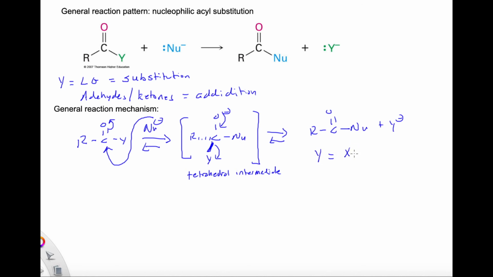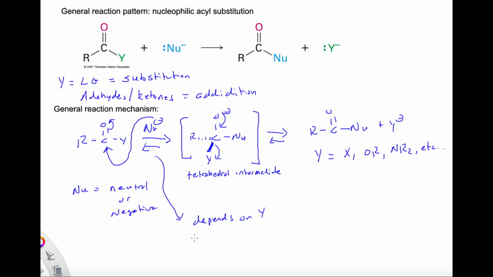So Y can be things like, of course, a halogen, right? An alkoxide. It can even be a negatively charged amine, right? All kinds of things. And so basically, really what is going to drive this and what makes the reaction work the best depends on two things. It depends on your nucleophile, and it also depends on your leaving group Y. So the nucleophile can be either negative or neutral, right? And so our sort of driving force and how this goes depends on those two species.